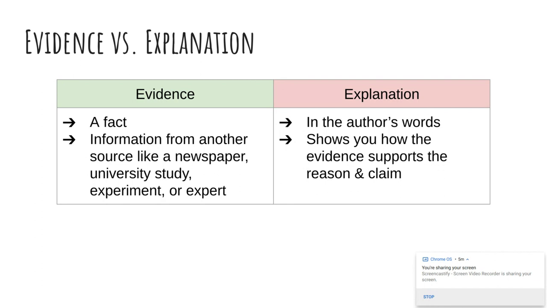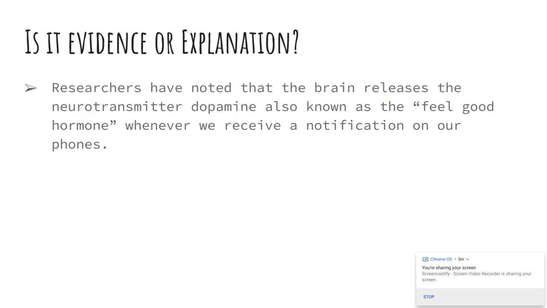Let's do some practice telling the difference between evidence and explanation. Is this evidence or is it an explanation? Researchers have noted that the brain releases the neurotransmitter dopamine, also known as the feel-good hormone, whenever we receive a notification on our phones.